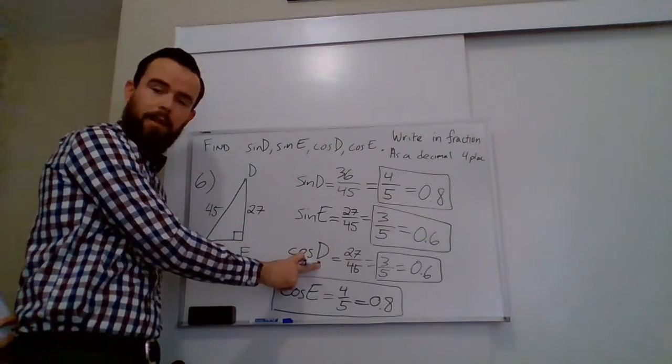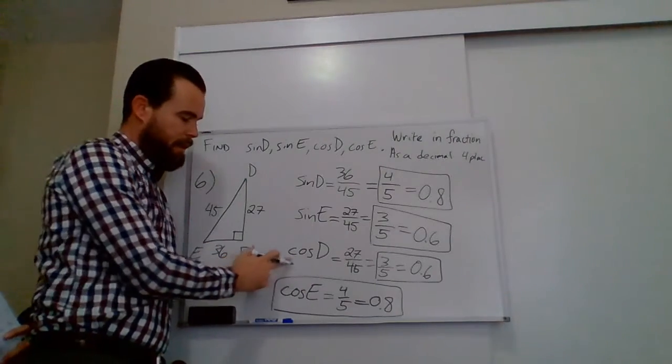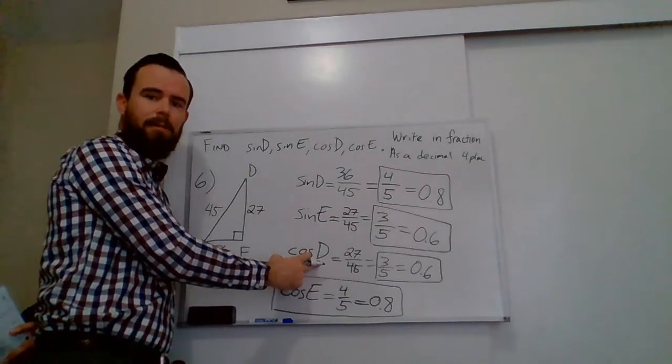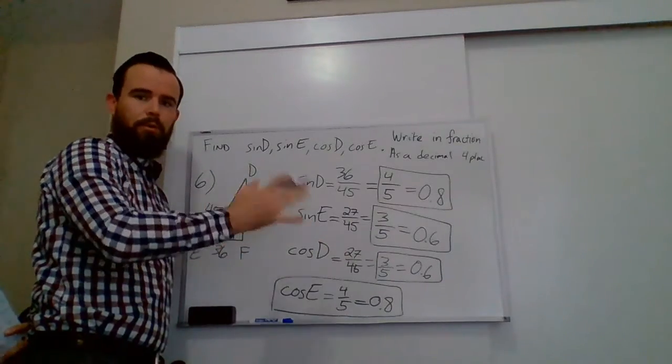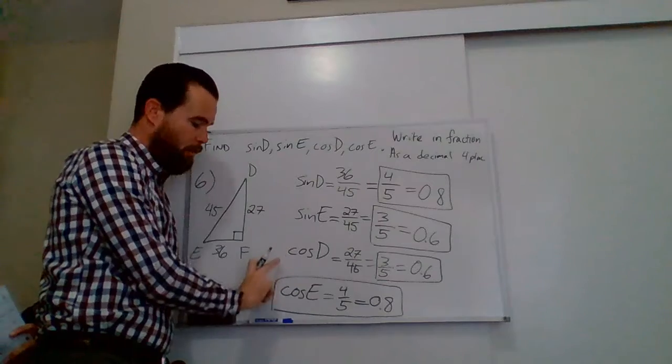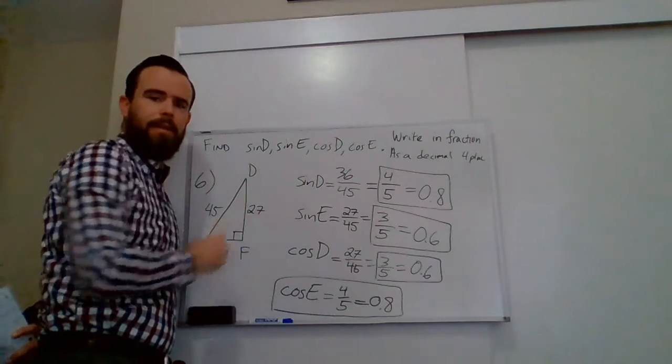So I could say, if we found cosine first, cosine of D, we already know that the cosine of D is equal to the sine of its complementary angle, which is E. So they work both directions. We don't just have to start with sine. We could have started with cosine of D and cosine of E and easily found these sine ratios.